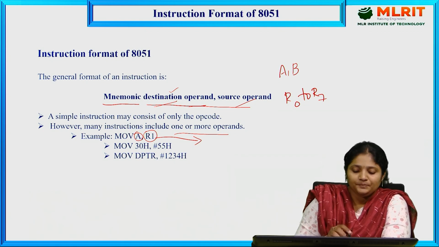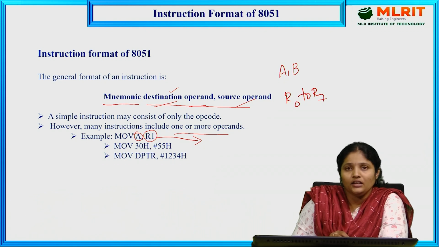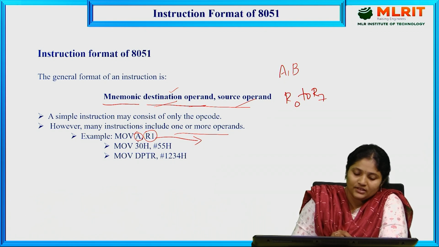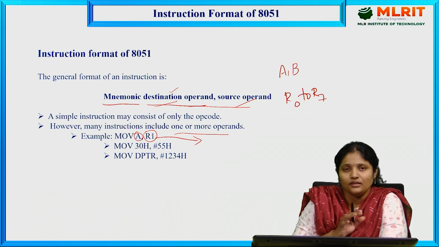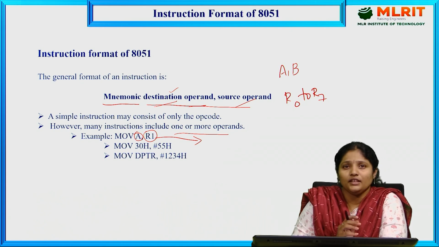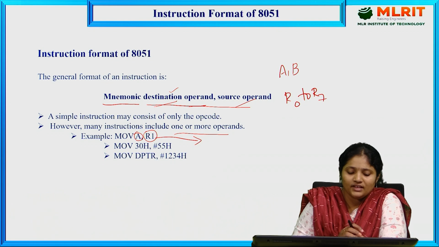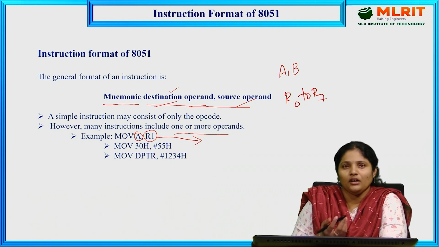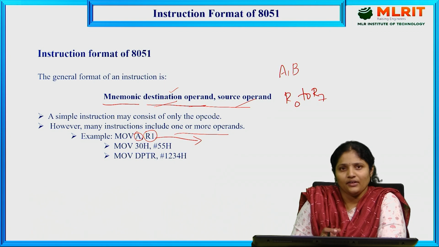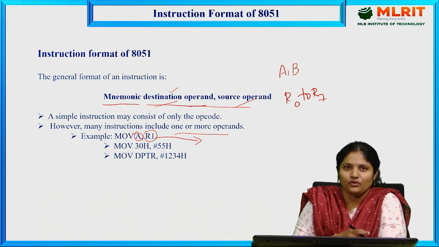So here the data present in R1, which is a register, can be copied to the accumulator. In this particular instruction, the two operands we are using are registers, so you can say that it is the register addressing mode. If you want to know the addressing modes, please do watch the previous video, addressing modes of the 8051 microcontroller.